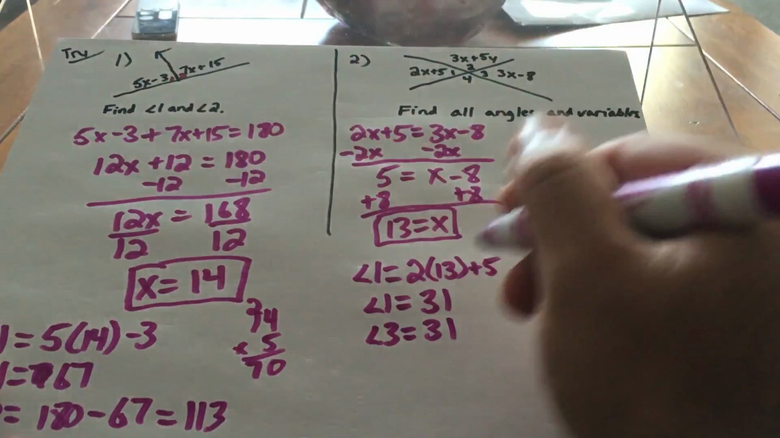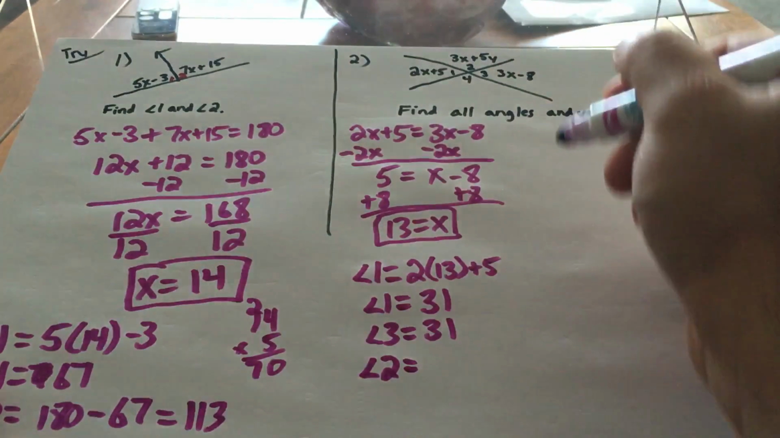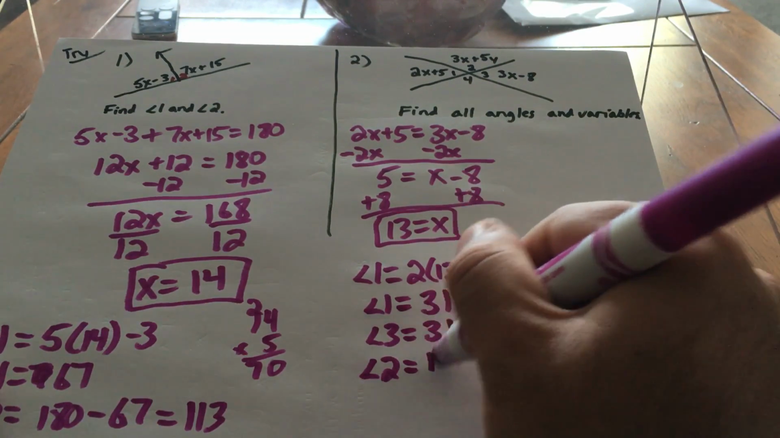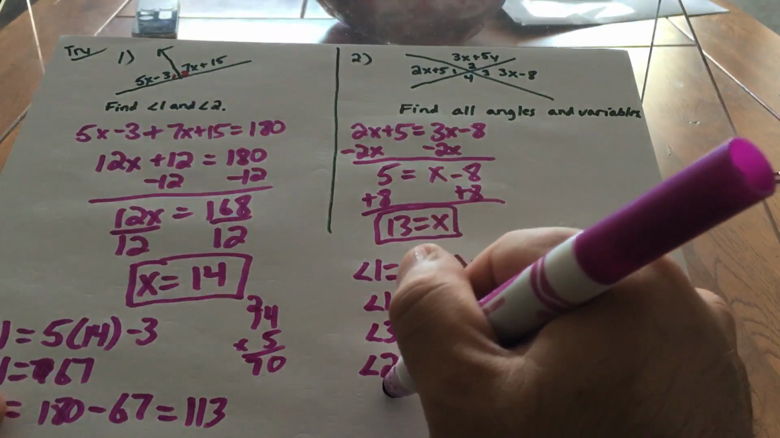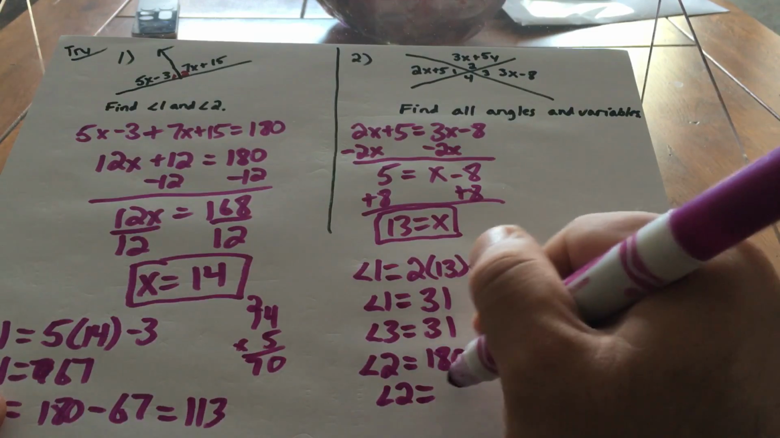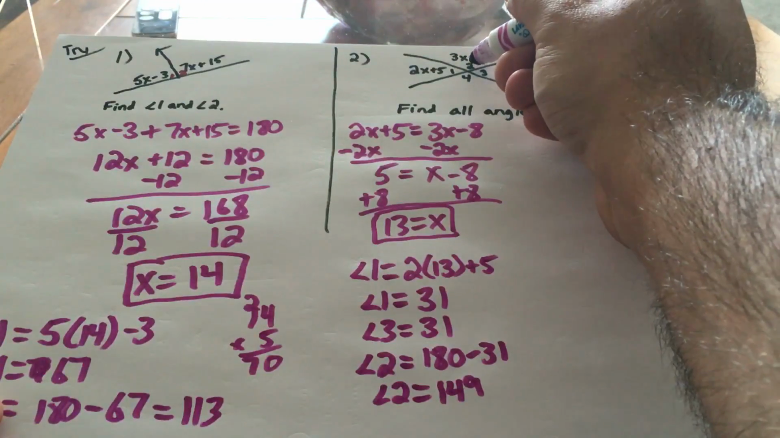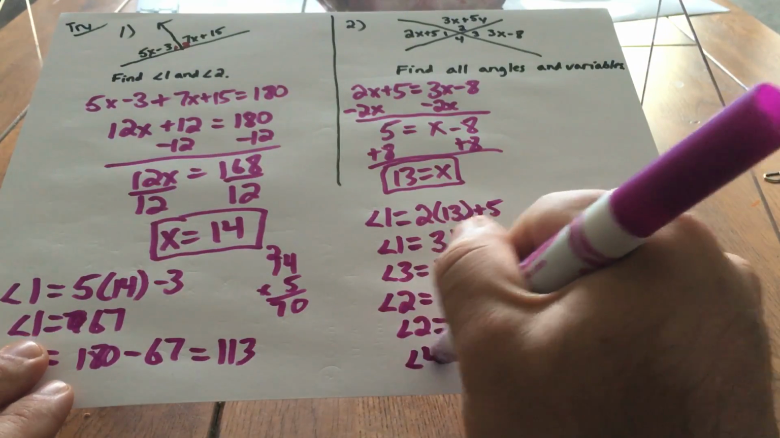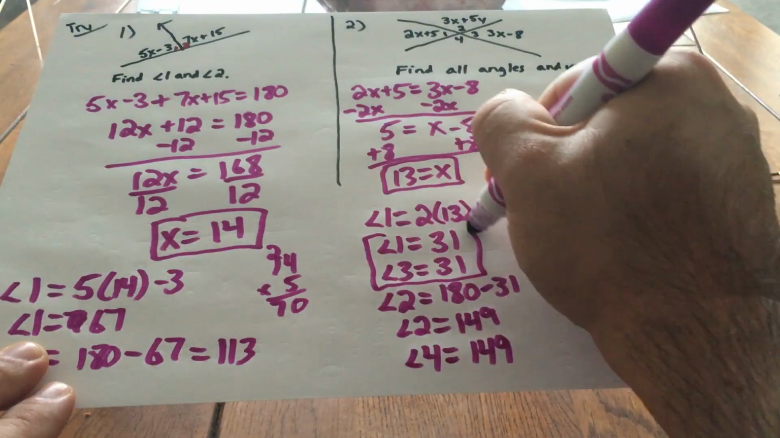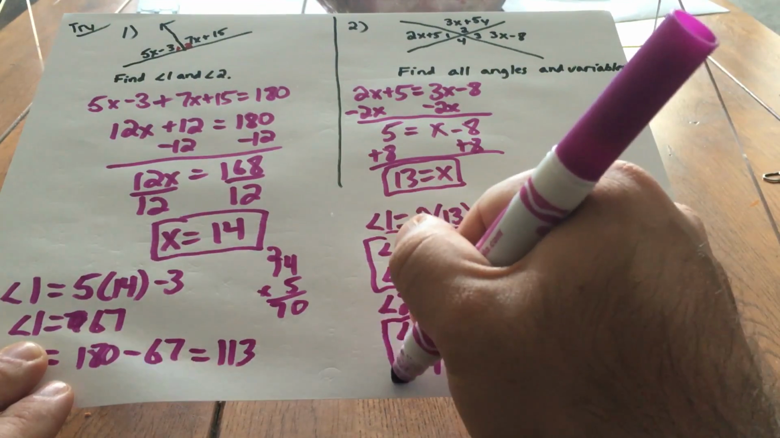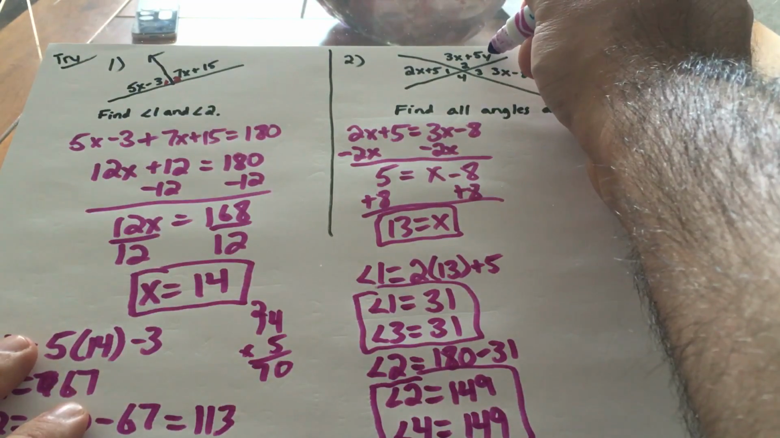And we can also say, well, angle 2, you don't even have to plug it into that expression if you don't want to. We can say angle 2 is 180 minus 31, right? Because 1 and 2 are supplementary. So angle 2 is equal to 149. And then immediately, if we know angle 2, we know angle 4. So angle 4 is also 149. So here's all our angles. Angle 1 and 3 are 31. Angle 2 and 4 are 149. We have x. The last thing we need to find is y.